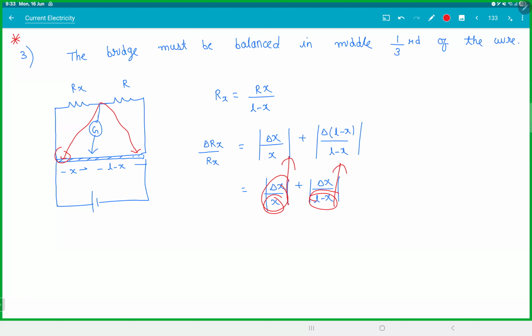If you get it close to zero or close to the other end, the ends will always create huge errors. Because the final answer when you report, you'll report Rx plus or minus delta Rx, right? So the delta Rx error goes off. So that is the issue there. If X or L minus X is small, the error becomes large.